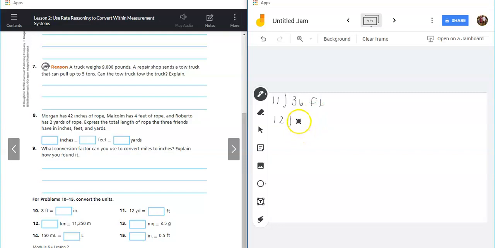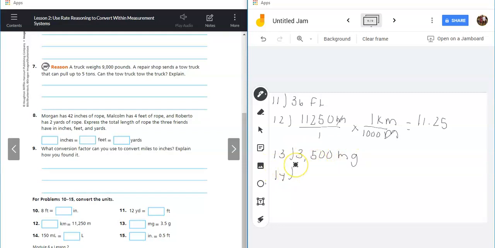We want to figure out how many kilometers are 11,250 meters. So I have 11,250 meters over 1. Meters needs to be a diagonal. There are 1,000 meters in 1 kilometer. My meters cancel out, and when I divide those two numbers, I get 11.25 as my answer. 13, you should have gotten 3,500 milligrams.